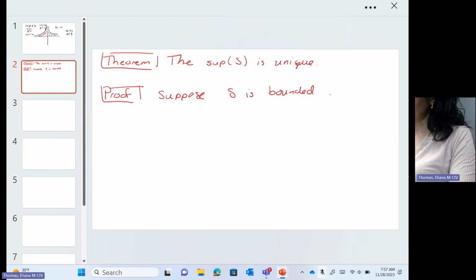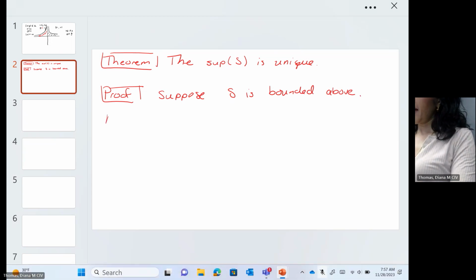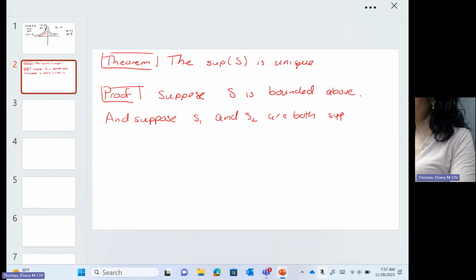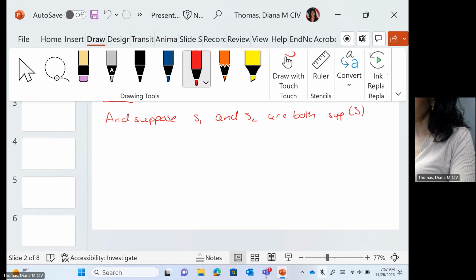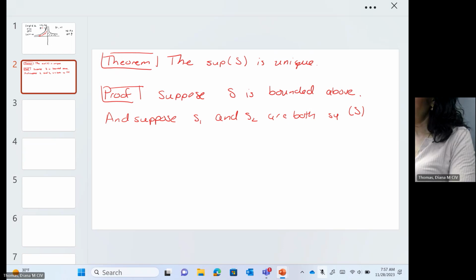Suppose S is bounded above, and suppose S1 and S2 are both SUP of S. So you have two SUPs. Did you do this where you prove things are unique in discrete math? You might have in abstract. Proving something's unique is really hard. How do you prove there's only one? What you do is assume there's two and show they're equal.